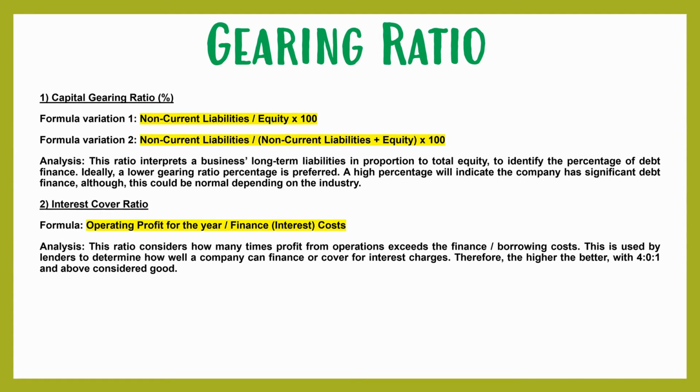The second ratio is the interest cover ratio, which considers the operating profit against finance costs. This ratio identifies the number of times that operating profit exceeds the borrowing costs. An ideal ratio is 4:1, i.e., for every $4 worth of operating profit, there is a corresponding $1 worth of finance costs. A higher ratio is preferred here to indicate a company's financial stability to cover borrowing costs.